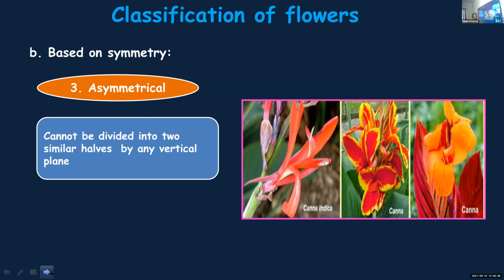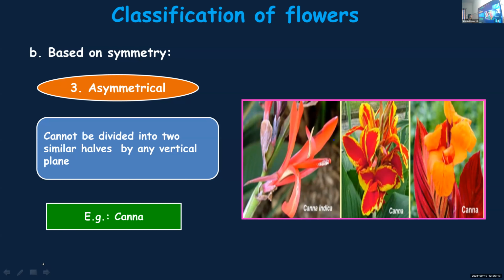But when they are asymmetrical, in any vertical plane, if you cut them, you're not going to get two identical halves. Example, canna. Canna, commonly in gardens, you might have seen different colored. Canna comes in different colors, yellow, pink, then multicolored, different varieties are there. Canna indica or canna is an example of an asymmetrical flower.